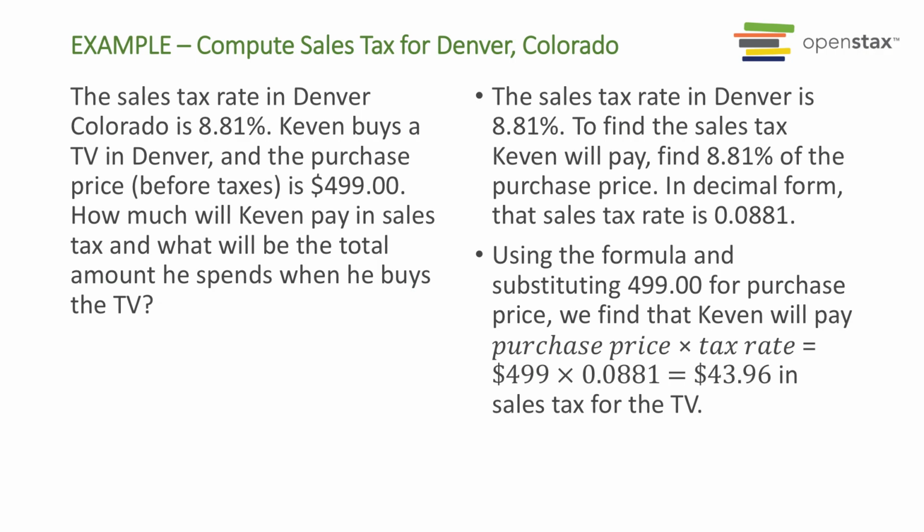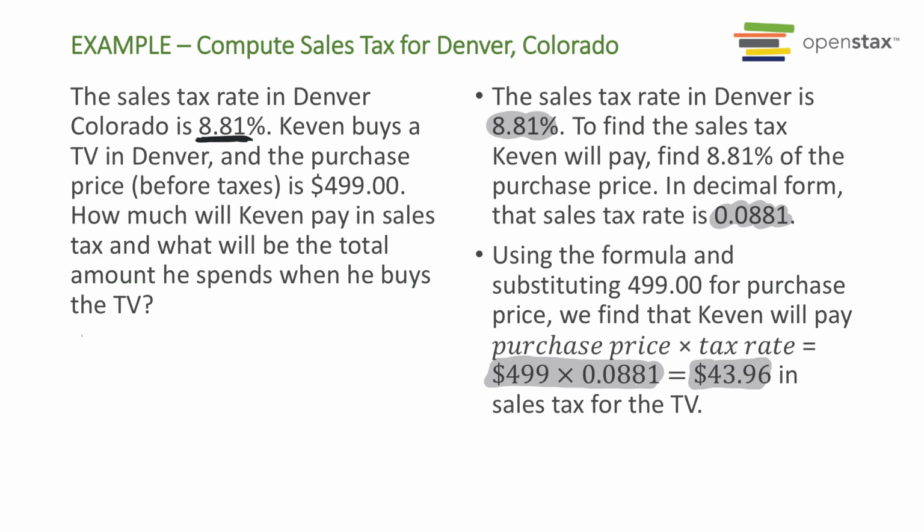So here's another example. We've got in Denver, Colorado, the sales tax whenever this was written was 8.81%. And so Kevin buys a TV for $499. How much will he pay after sales tax? So first, if we calculate the sales tax, I'll just highlight it over here since all this is written. The sales tax is 8.81%. We convert that to a decimal, that's 0.0881. And so if we multiply that percent by the cost of the TV, that gives us $43.96.